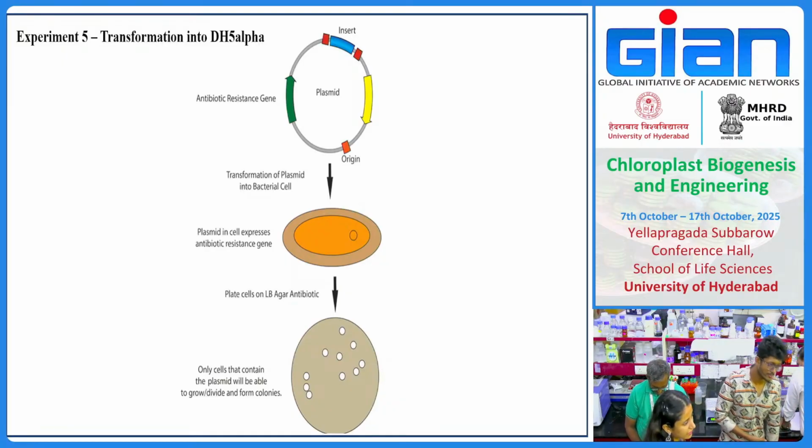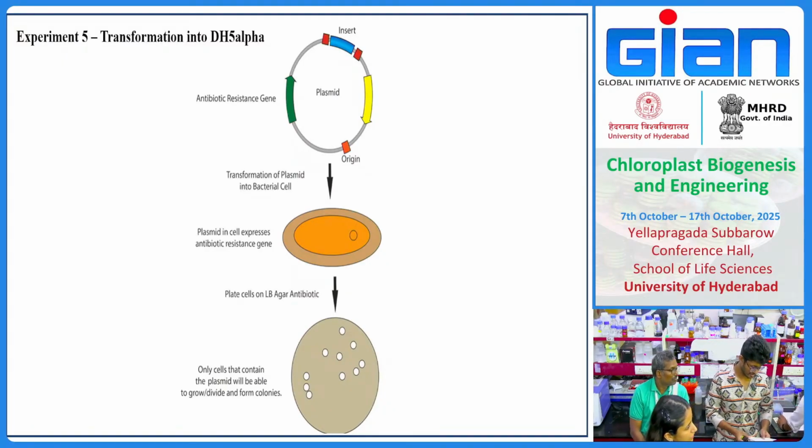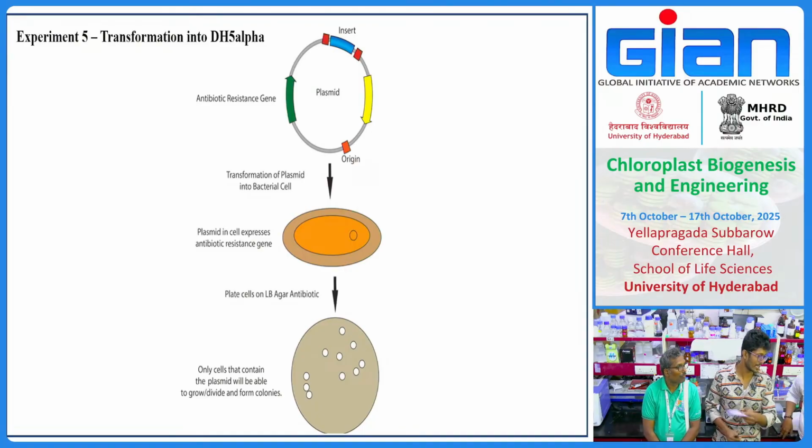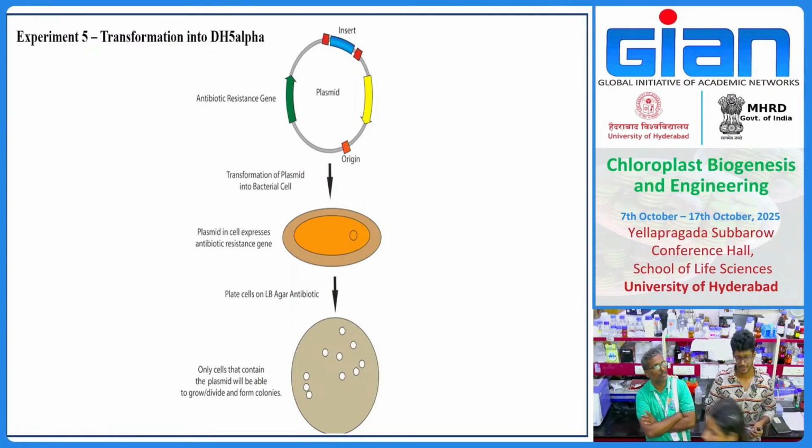Someone can get ice first. I'll get the ice tray. Yeah, one ice box is enough. Yeah, one can go and collect the ice. No, the vector is not DH5 alpha, sir. The vector is pSL18. Who knows where the ice machine is? The cell is E. coli, and in that only we are going to transform. Okay, then bring her plasmid. Once she brings it, we're going to take it out.